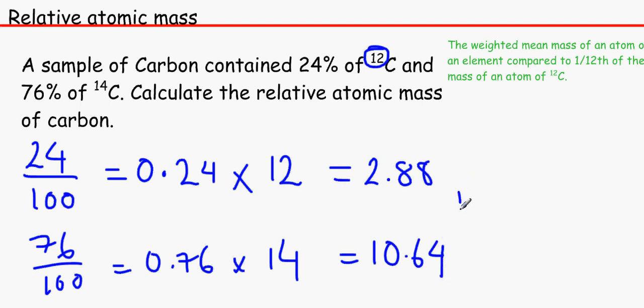All you need to do now is add it up. So 2.88 plus 10.64, and that equals 13.52. In the exam, they may want you to do it to two significant figures. Say for example, that answer would be 13. If it was to one decimal place, it will be 13.5. If it was to four significant figures, it will be 13.52.